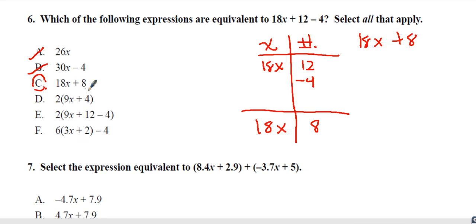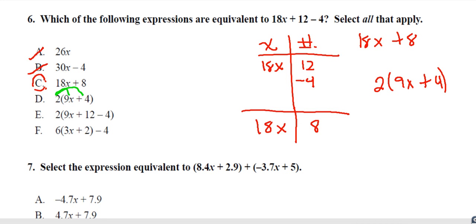2 times 9x plus 4. So would it work if I did the distributive property, if I multiplied 2 times 9x and 2 times 4, would I get 18x? Well, 2 times 9x is 18x. 2 times 4 is 8. So yes, I would get, and we'll just go ahead and write it out. 2 times 9x plus 4.